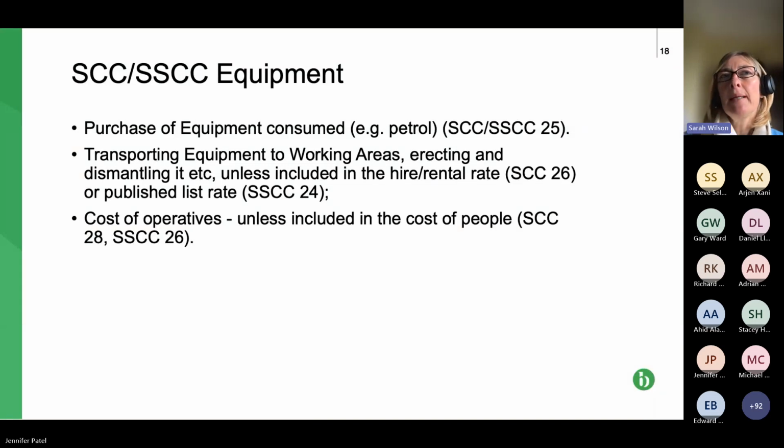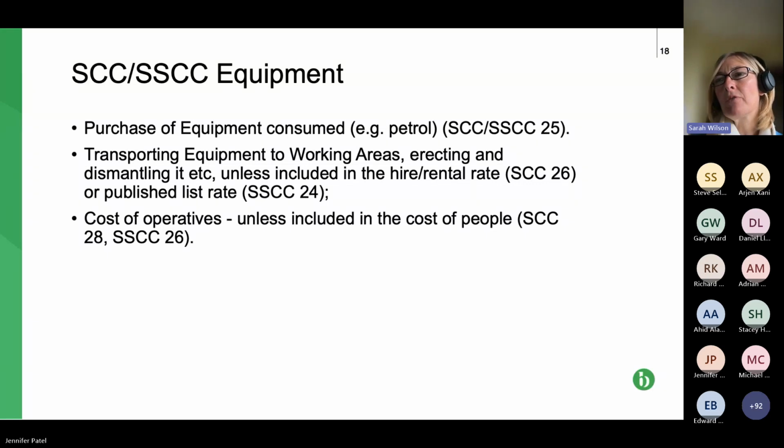So again, checks and balances. So for both the schedule and the shorter schedule, we have some sort of extra provisions. So first one is any equipment that's consumed, that's claimed at the rates paid. So the example there is petrol used in the equipment. The cost of transporting equipment to working areas, to site, erecting, dismantling, etc. That's all claimable, that's all payable by the paying party, providing, and again, part of the checks and balances, providing it's not included as part of the hire or rental rate.